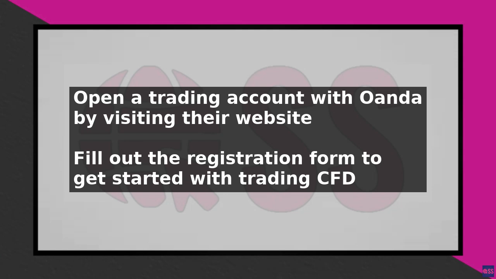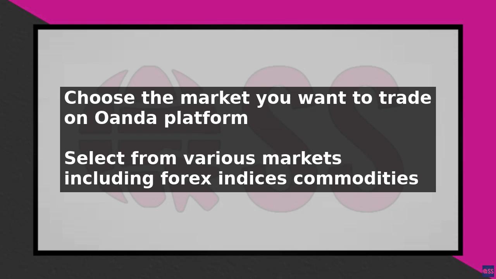Oanda offers a wide range of markets including major and minor forex pairs, indices such as the Dow Jones and S&P 500, commodities like gold and oil, and more. You can browse through the available markets and select the one that interests you the most.